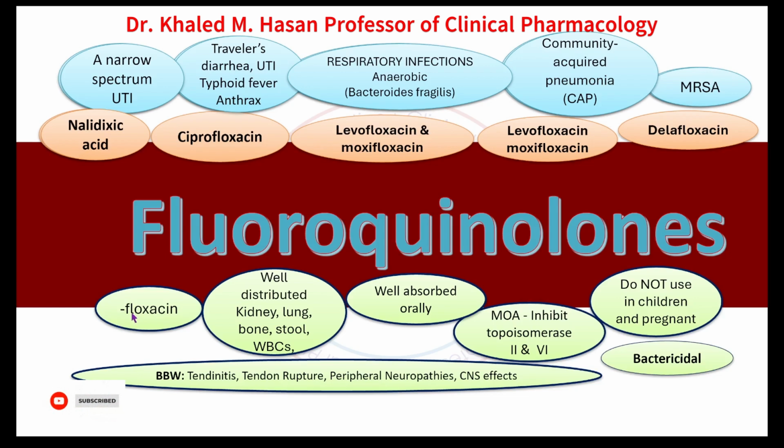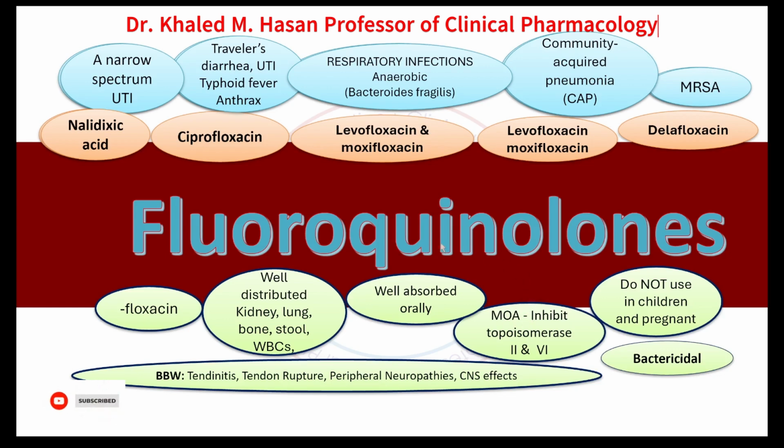What we need to know about fluoroquinolones, as you can see, is the suffix floxacin, FL stands for fluoride, and oxacin stands for the antibiotic. Fluoroquinolones distribute through the kidney, lung, bone, stool, and white blood cells. That means fluoroquinolones are able to enter the cells, able to enter the macrophage and other white blood cells. Okay, we can prescribe the fluoroquinolones orally, and some of them are prescribed IV. We're going to discuss that later on.